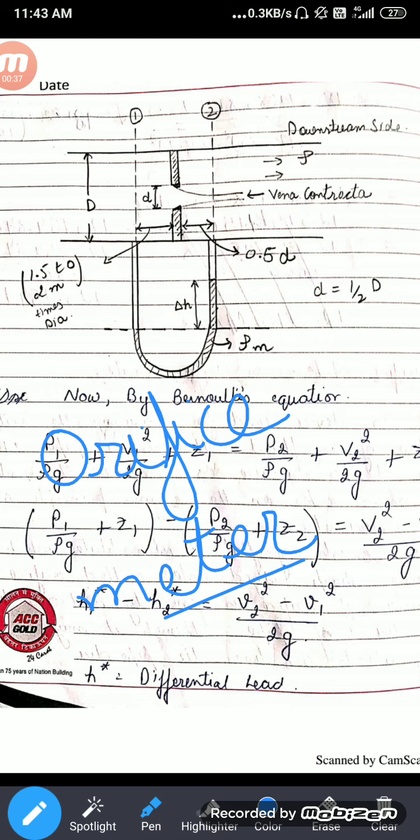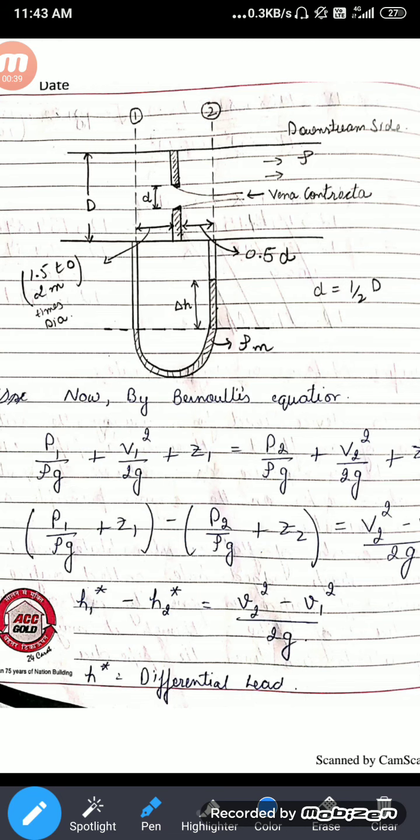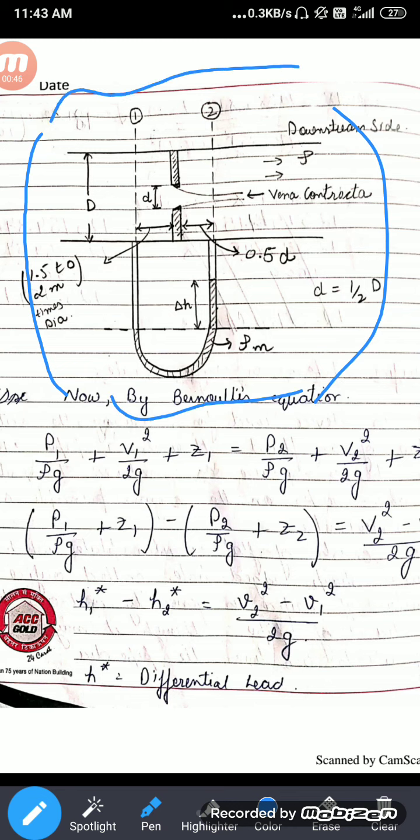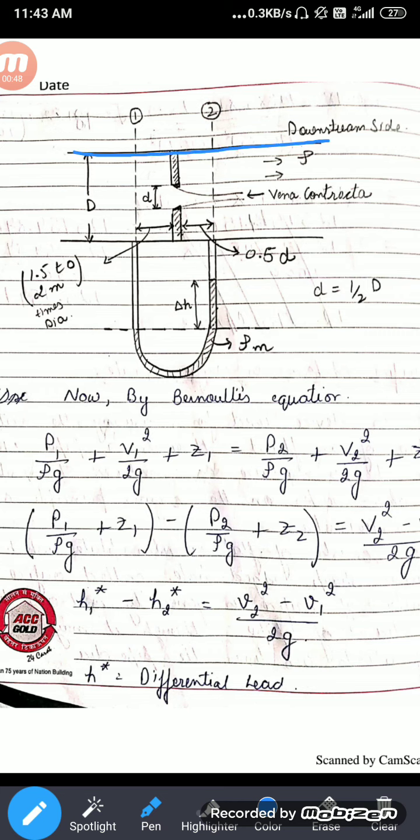So see here, this is diagrammatically shown, how the orifice meter looks. Here is a pipe through which water is flowing. We install an orifice meter here. What is an orifice meter? It is actually a flat circular plate which has a sharp-edged hole. Here you see a hole, which is called the orifice.